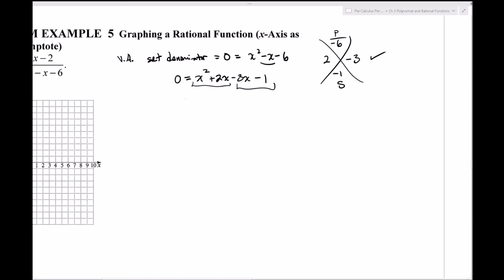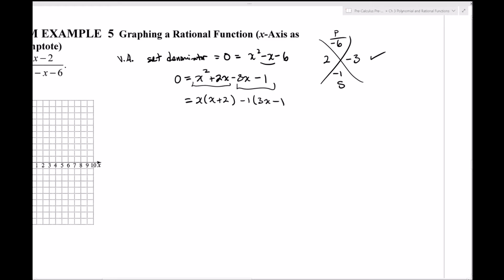If you chose your numbers correctly, when you group by 2's and then factor each of those groups of 2 individually, in this case the first one has a GCF of x. This is x times x plus 2. This one has a GCF of, well, -1. There's really just a negative sign that they have in common.